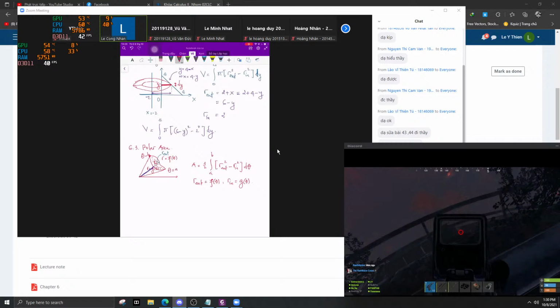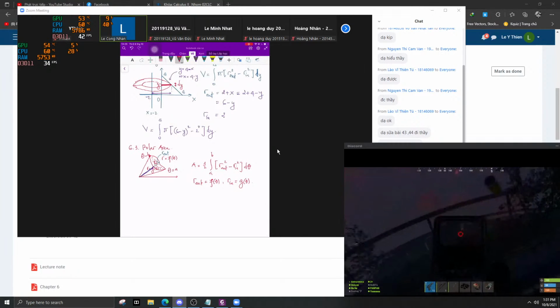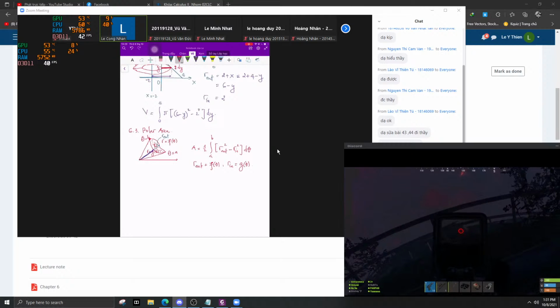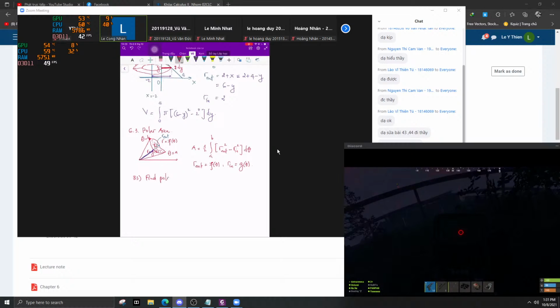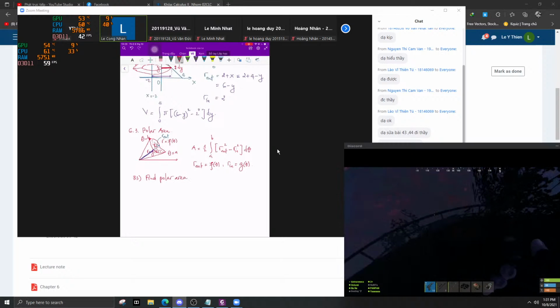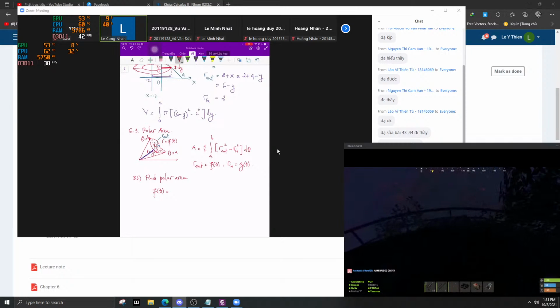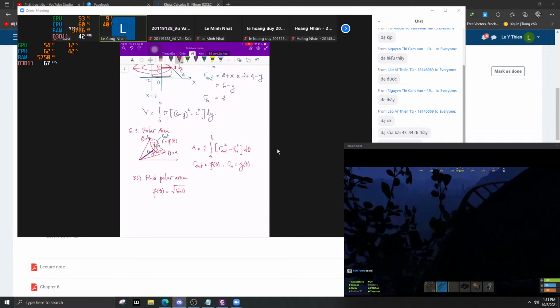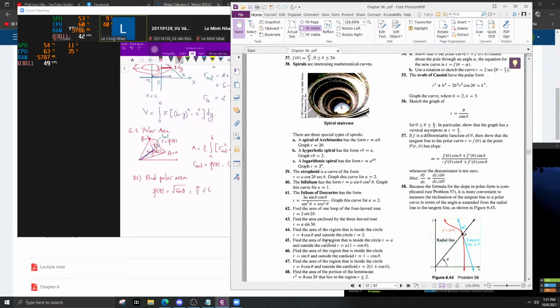So first we correct the problem 33. Okay, the problem 33, find the polar area of the region given by f of theta equal the square root of sine of theta, where the angle theta is from pi over 6 to pi over 2.